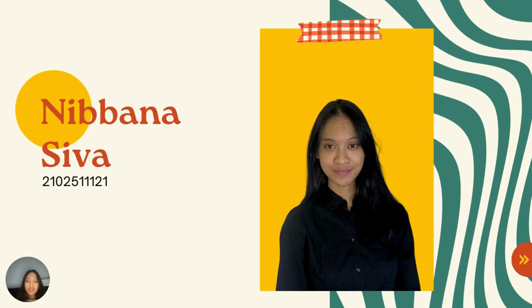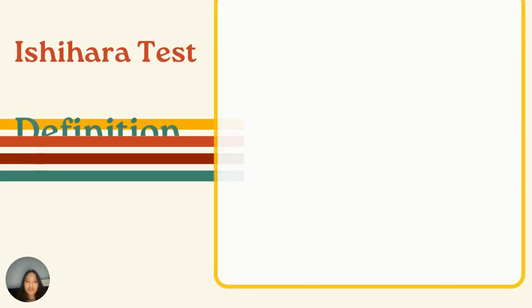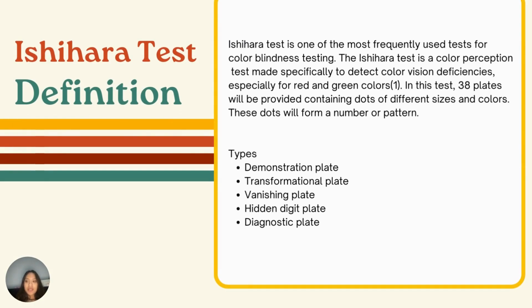My name is Nibbana Siva with class 121 and I'm going to present the definition of Ishihara test. Ishihara test is one of the most frequently used tests for color blindness testing. The Ishihara test is a color perception test made specifically to detect color deficiencies, especially for red and green colors.